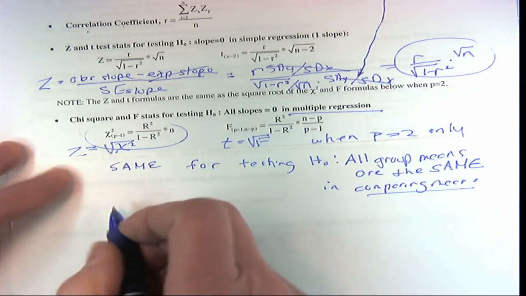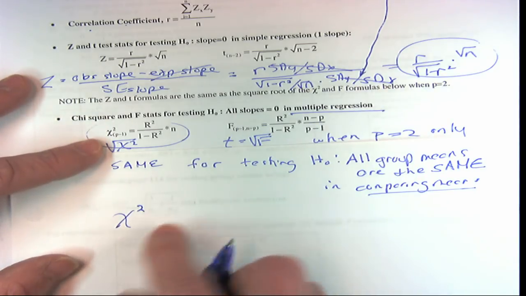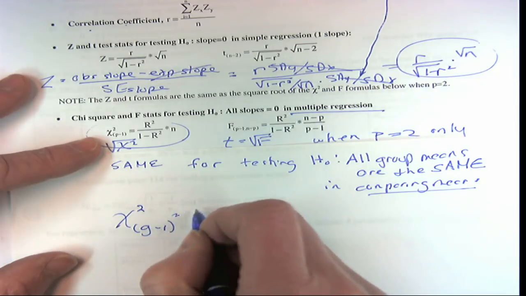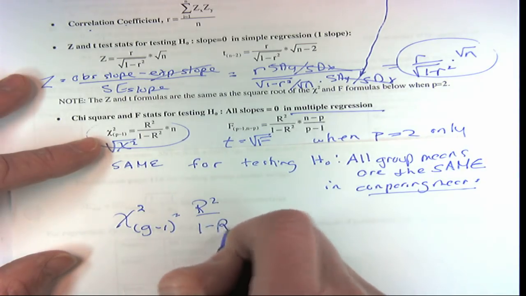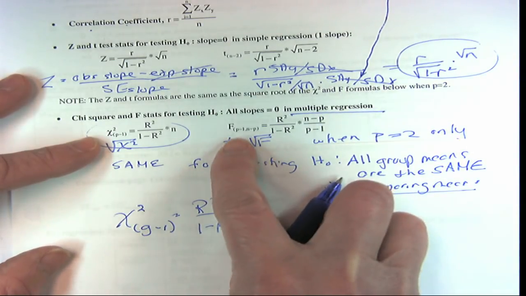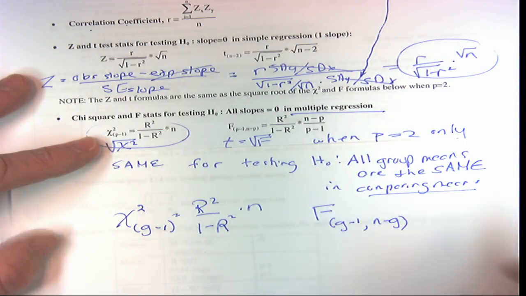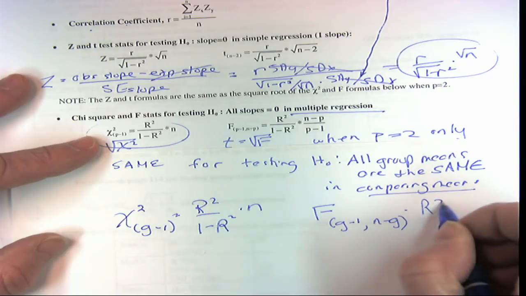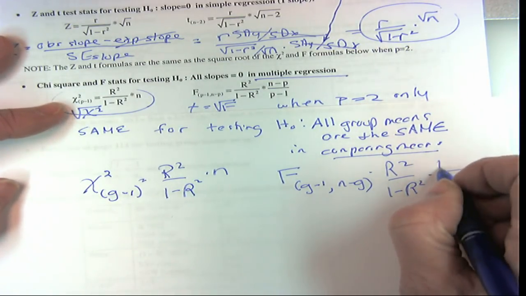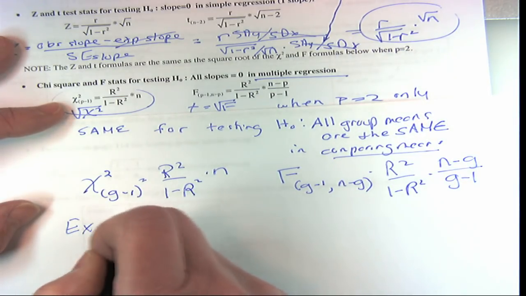So what would it be? So you'd have chi squared. Instead of p minus 1, you have g minus 1, number of groups minus 1, is equal to r squared over 1 minus r squared times n. And then you can do f, and instead of having p minus 1, it's g minus 1 and n minus g. And it's the exact same thing. It's r squared over 1 minus r squared times what? n minus g over g minus 1. So it's exactly the same.